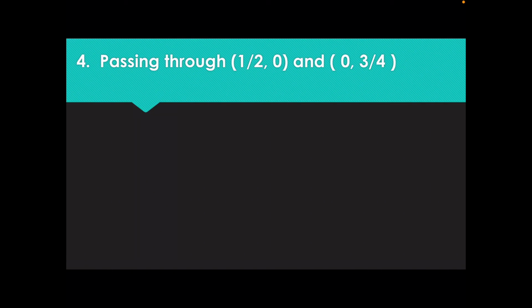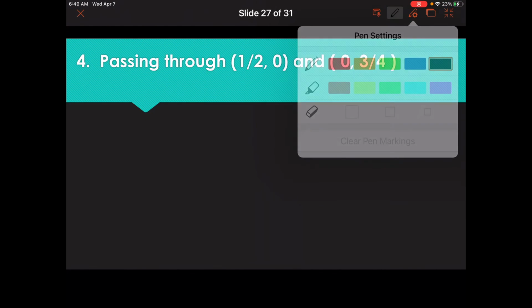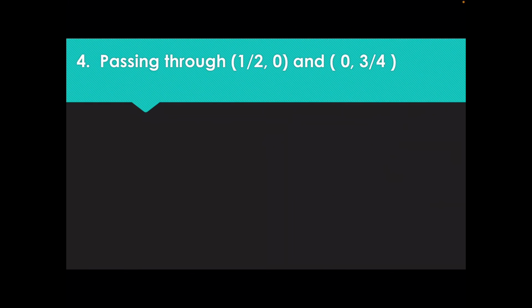Okay, so this is our last example. So passing through (1/2, 0) and (0, 3/4). Okay, so let us determine which is the x and which is the y-intercept. Okay, so this one is (x, 0). So this will be our x-intercept. So 1/2 is x-intercept and x-intercept is a. So this is (0, y). Okay, so 3/4 is our y-intercept.